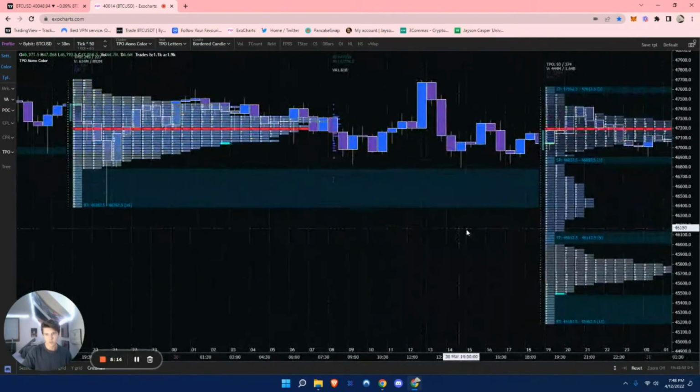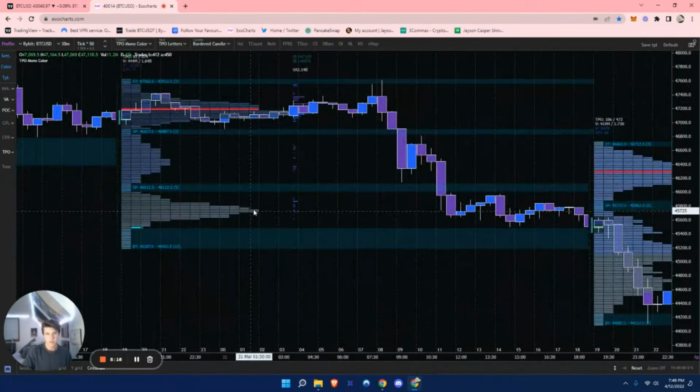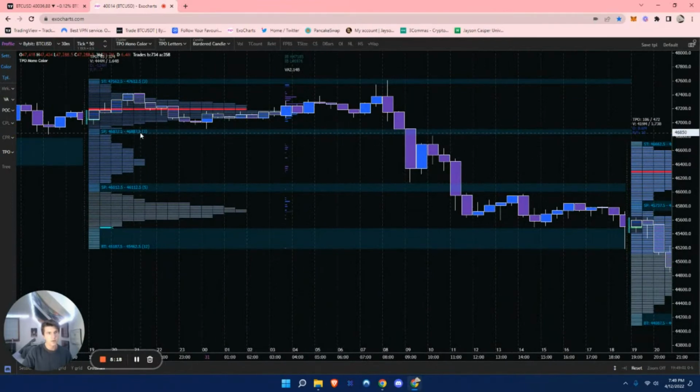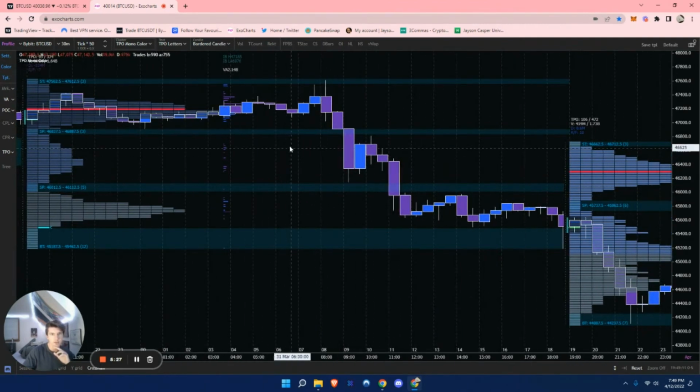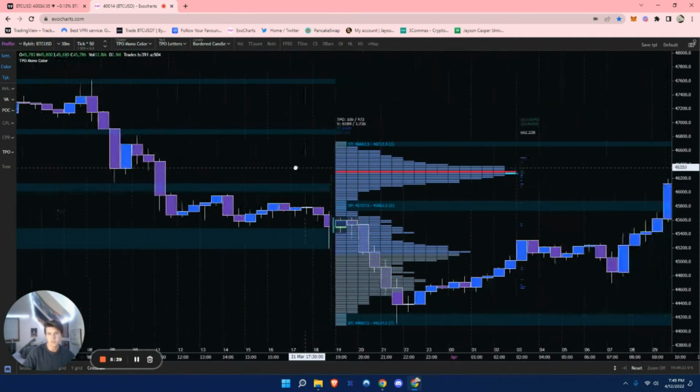I'll just look around for another example of a single print. Here, right here, we had a row of 3, which is kind of more significant. I guess I'll look at this row of 5 right here. And you can see that price quickly moved down and didn't really consolidate with that region. Hence why there's 5 rows of single prints in that case.